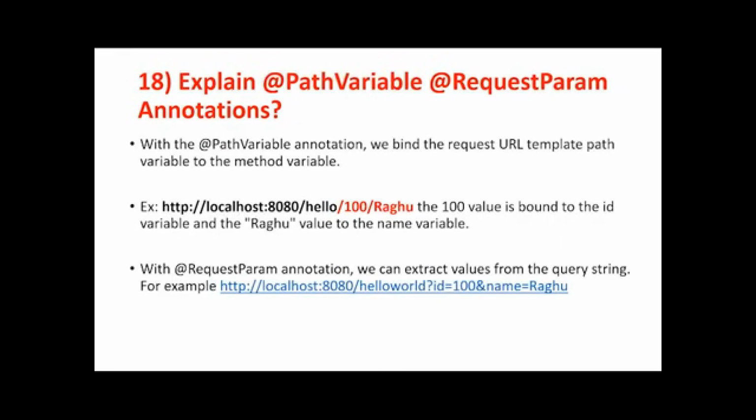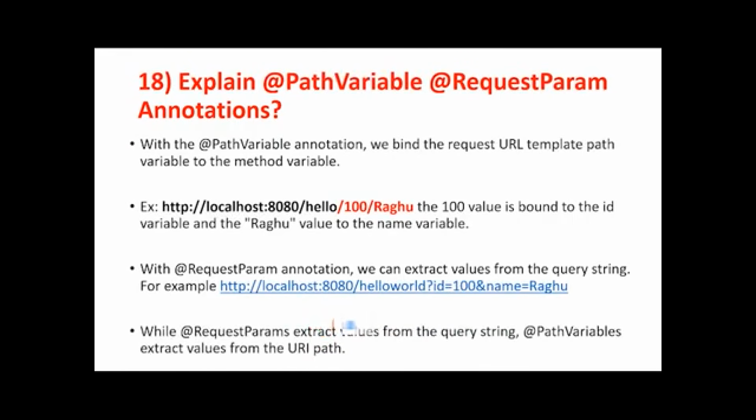Coming to request param, it's actually called query string, starts from question mark symbol. Key is equal to value. You can send in any order, and that's read by using @RequestParam. So in simple terms, request param extracts the data from query string, whereas path variable extracts the data from URI path.